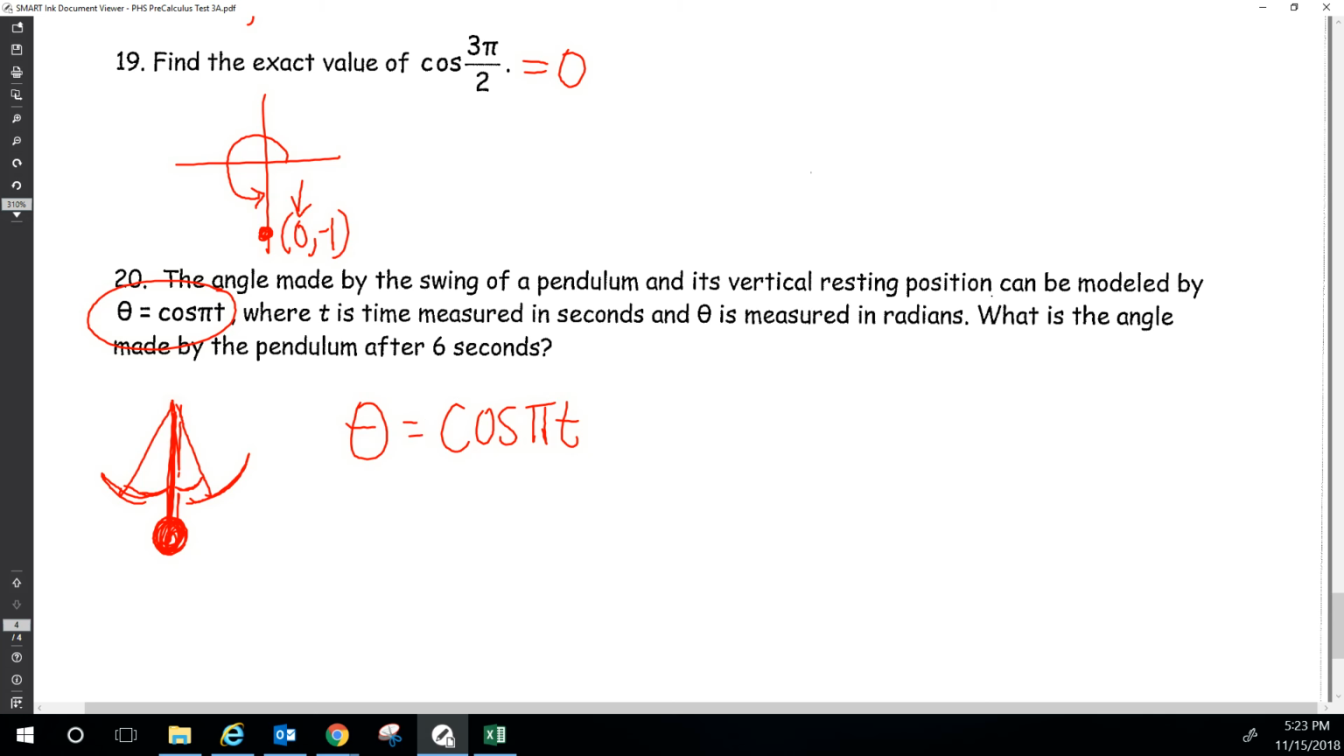It says, what is the angle made by the pendulum after 6 seconds? So all that means is you're going to plug 6 in for t. Theta is equal to cosine 6 pi.